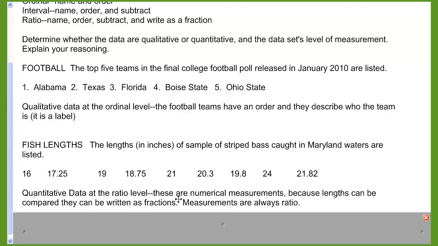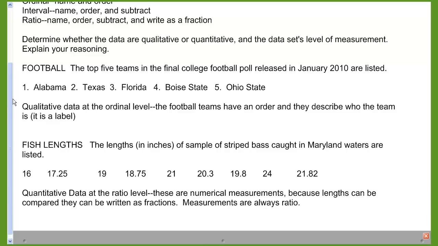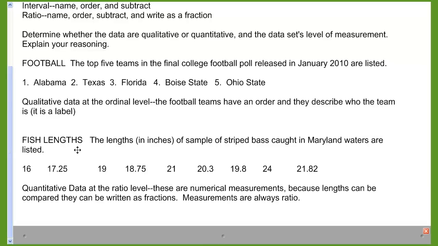But I might want to compare these. I might not want to just subtract them. Anytime you're measuring a length, you're going to go to the highest level of measurement, which is ratio, and these are numerical measurements. The lengths can be compared as fractions, and measurements are always ratio. The only measurement that is not ratio is temperature. And I think that's all that there is on that one.